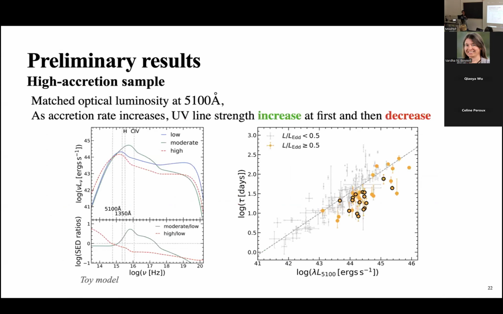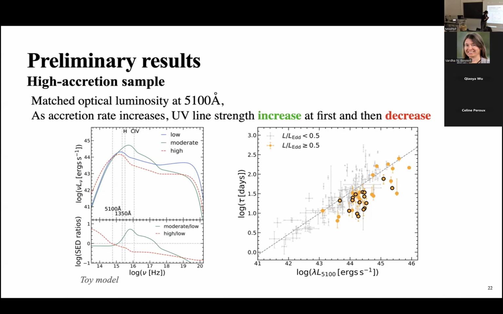So we proposed HST observations of more than a dozen higher accretion rate quasars, and we're waiting for the observations right now. We hope that if we get more data, we can still find this significant change in the Lyman alpha strength.